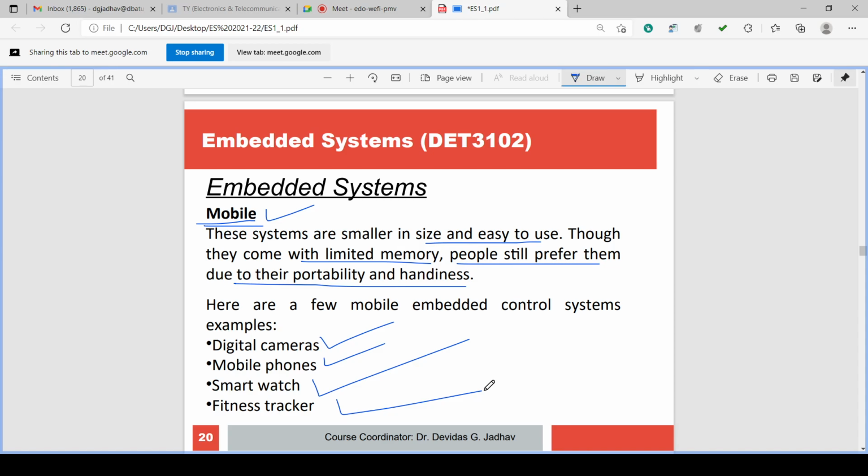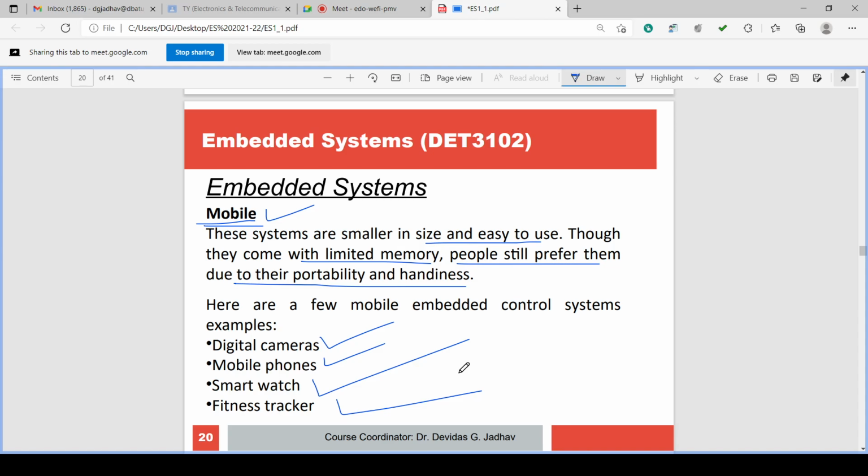Okay, a fitness tracker you can put on your wrist, and you can go for exercise. It can track the details of your body parameters, like even blood pressure and muscle voltages, and it can even track the sugars, body sugar and all that. So these are all mobile type of embedded systems. Why mobile? They are small in size, easy in use.